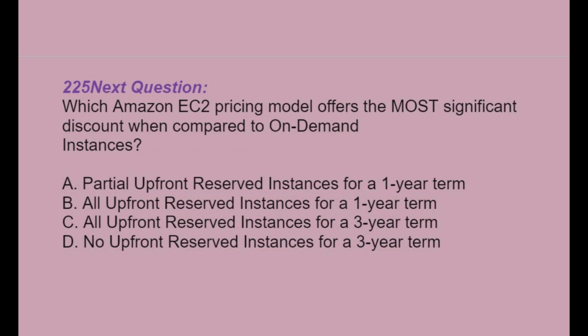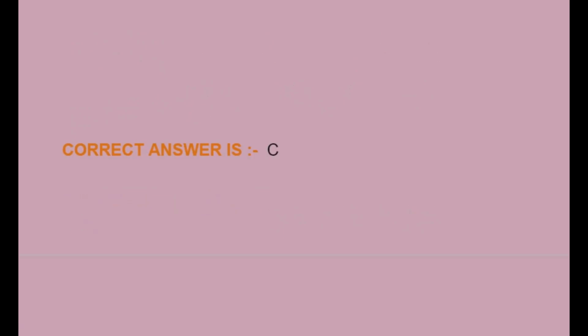Question is, which Amazon EC2 pricing model offers the most significant discount when compared to on-demand instances? Option A, partial upfront reserved instances for a year term. Option B, all upfront reserved instances for a year term. Option C, all upfront reserved instances for a 3-year term. Option D, no upfront reserved instances for a 3-year term. Correct answer is option C.